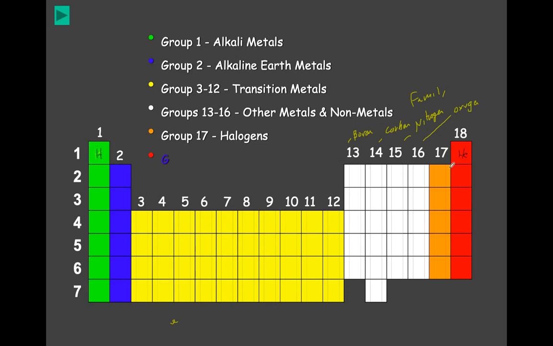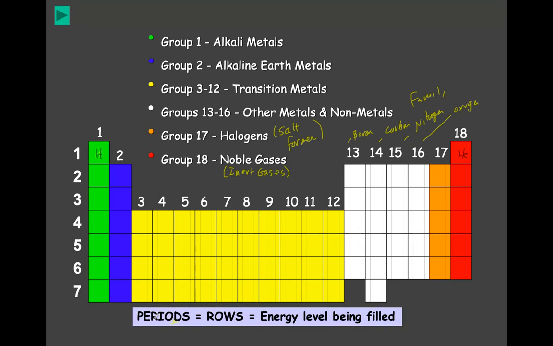Group 17 would be the halogens, which means salt former. And we know the noble gases, or sometimes we call these inert gases. We've been seeing those lately. Now, don't forget your periods are the rows, or the energy levels being filled at that point.